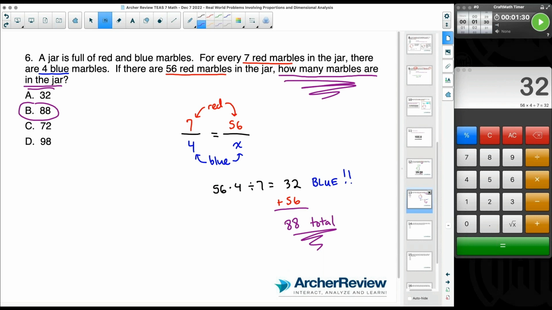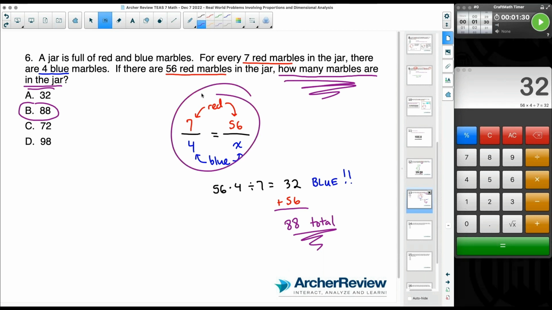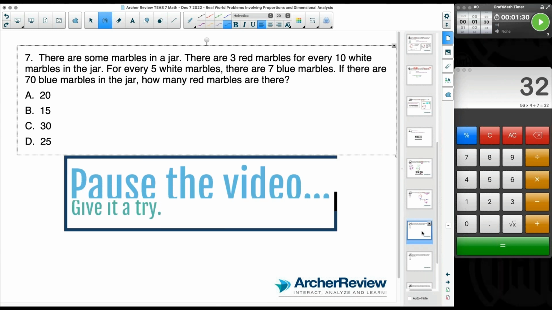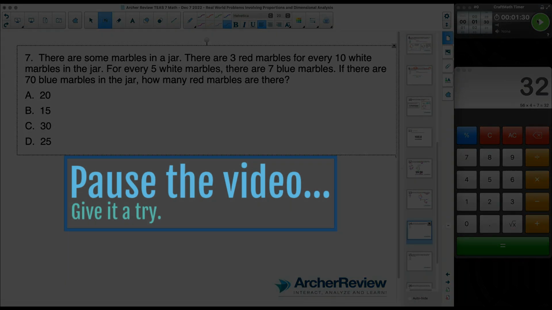So if you got 32, you essentially did the proportion correctly, but just make sure you answer the question that's being asked. Now, I'm going to go ahead and tell you, proportions is not going to be the best way to attack this one. And if you know how to do dimensional analysis, we're going into our dimensional analysis piece now. We got red, white, and blue marbles. We have three things. Try it out.